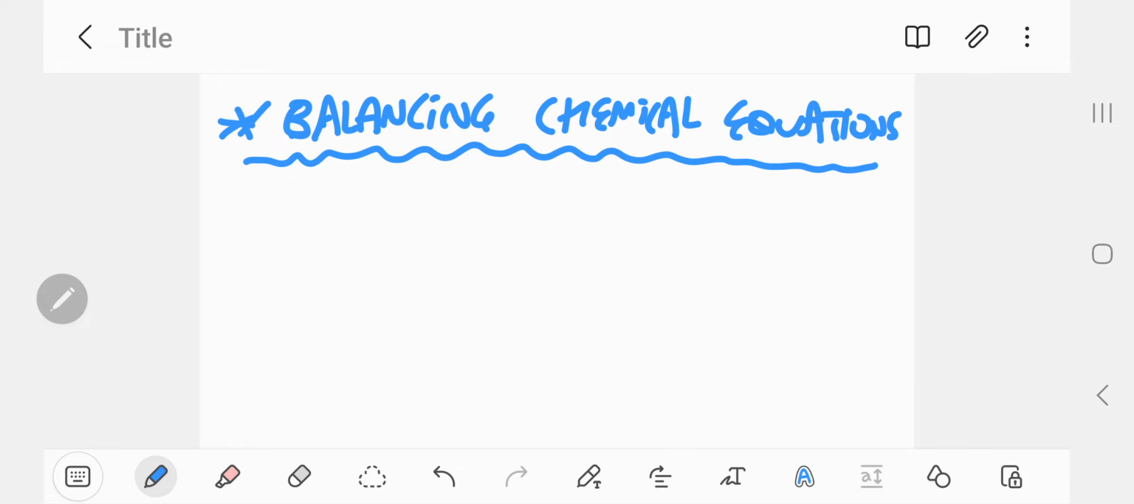I get asked this a lot by students, sir, what's the best way to tackle balancing chemical equations? There's really different ways to do it. It's not something you can teach someone per se. It's really just application. So it's really just doing examples, right? So I'll start off with a very simple one. H2 plus O2 makes H2O.